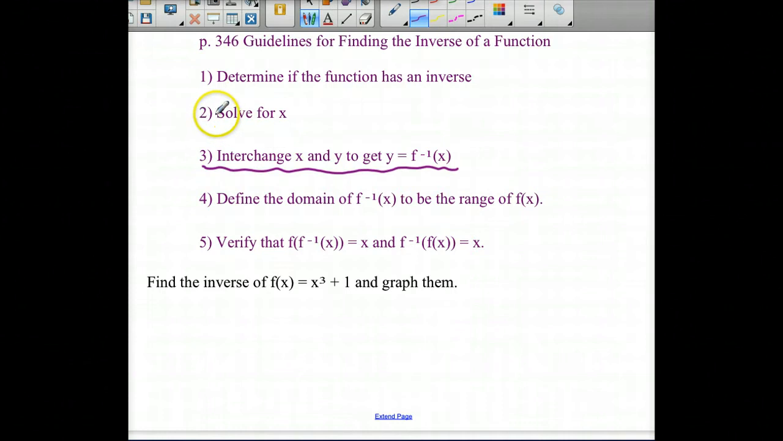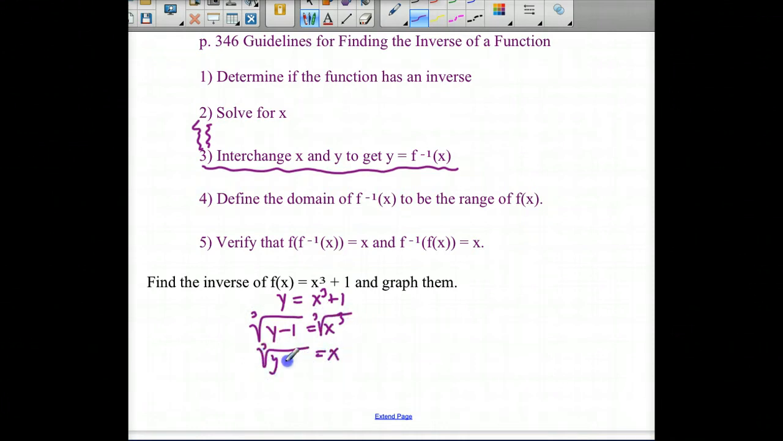And you can actually do, instead of solving for x, you can interchange x and y first and then solve for y. So these two are kind of like interchangeable. I don't care which way you do it. So let's do this example here. Find the inverse of f of x equals x cubed plus 1. So if you want to rewrite this as y equals x cubed plus 1, and then solve for x, so we subtract 1, and take the cubed root of both sides. X equals the cubed root of y minus 1.